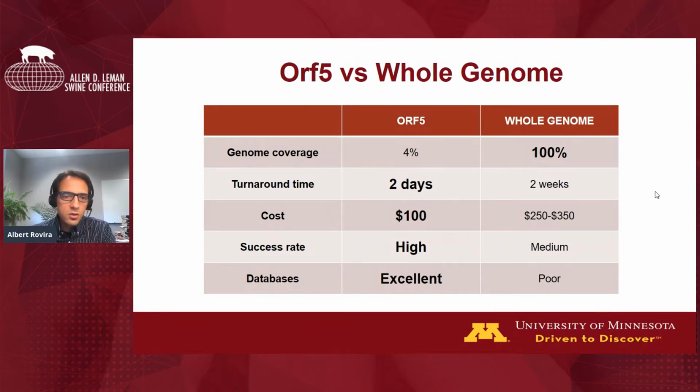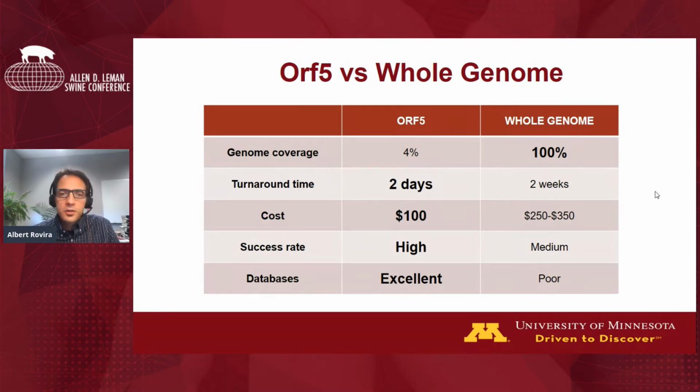Success, what I call here success rate, would be, we're pretty confident now. It depends a little bit on the CT value, but we're pretty confident when we do OR5 sequencing that we're going to get a sequence. And with whole genome, it's getting better, but there are still instances for different reasons in which we cannot get a whole genome. So that's what I call the success rate here. It's very high in OR5. It's what I would call medium and improving for whole genome. So we're working on that.